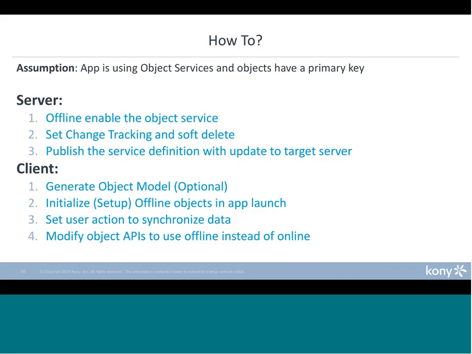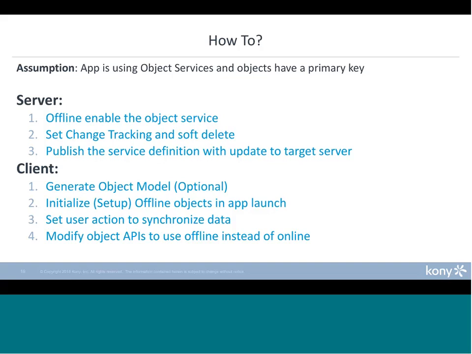And once the change tracking is set and the offline enabled object service enabled, you have to publish the service definition to the target server with the update, right? And from the client side, we support both object models generated using the Kony MVC reference architecture, as well as, even if you're not using it, we still support it. So both models, with and without generated object models, are supported by offline objects. So generating the object model in this case is an optional step.